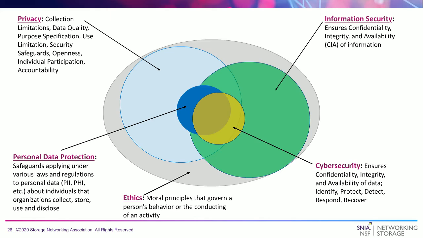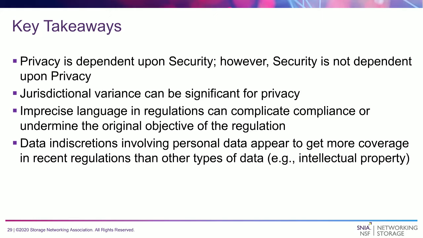Eric did go through this graphic earlier, which we might point to during our discussion. But the key takeaways here are, which Eric mentioned earlier, privacy is dependent upon security, but security isn't dependent on privacy. Jurisdictional variance can be significant for privacy. In other words, where the regulation actually resides.